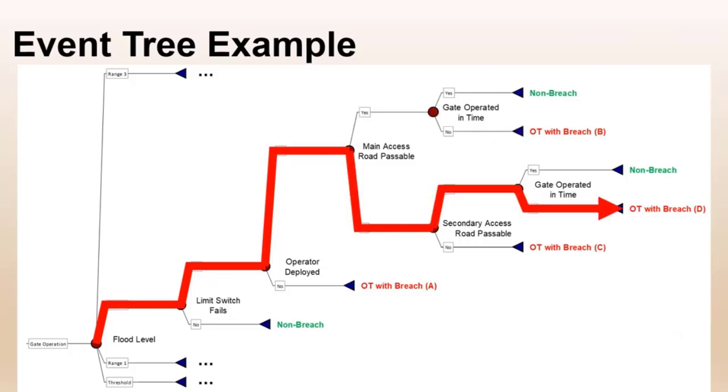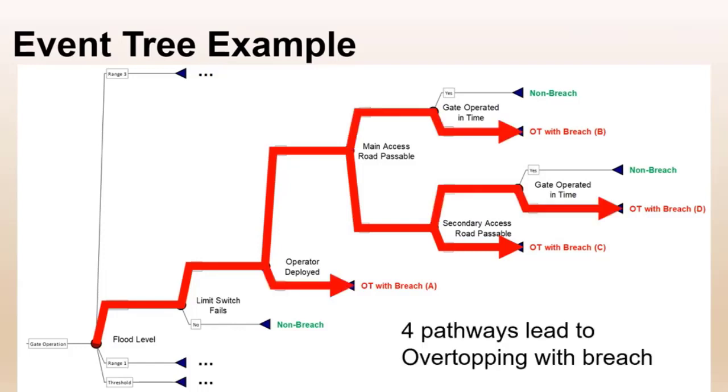Going back to our event tree, a third possible outcome is if the operator is deployed and the main access road is not passable, breach occurs if the operator can get to the dam by the secondary access road, but cannot make the gate operation in time. Again, the timeline of human factors and travel to the site is overcome by the rate of rise of the reservoir. The last and fourth outcome is if an operator is deployed and the main and secondary access roads are not passable, the gate operations will not be made and overtopping with breach occurs. Thus, there are four pathways through this event tree that can lead to an overtopping potential failure mode.